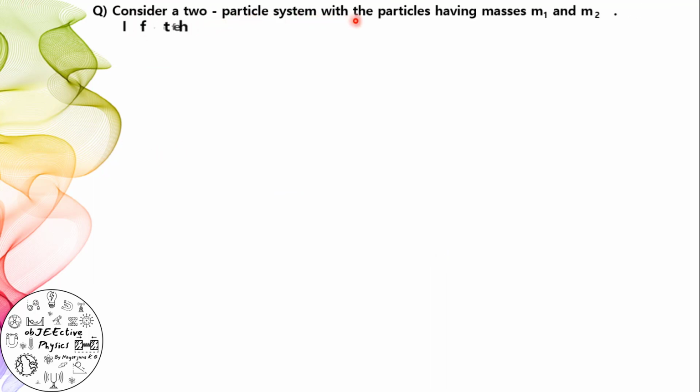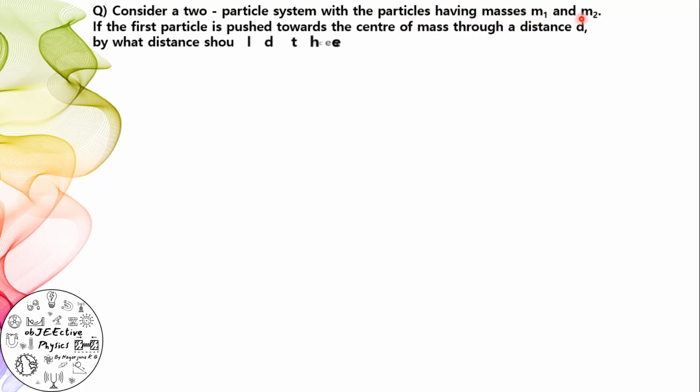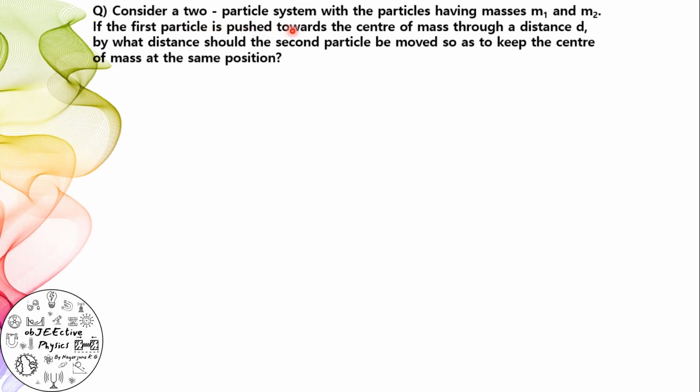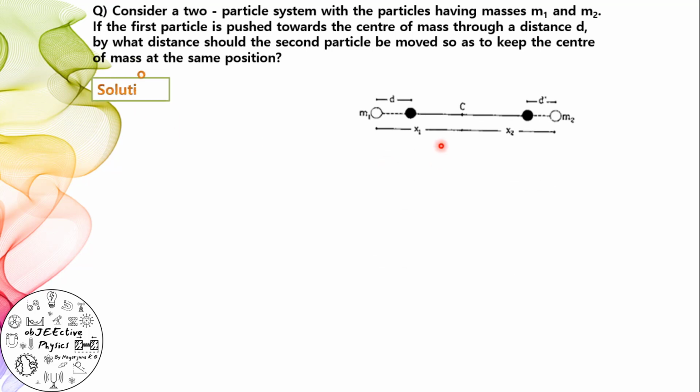Consider a two-particle system with the particles having masses m1 and m2. If the first particle is pushed towards the center of mass through a distance small d, by what distance should the second particle be moved so as to keep the center of mass at the same position? Observe the solution and also the diagram.